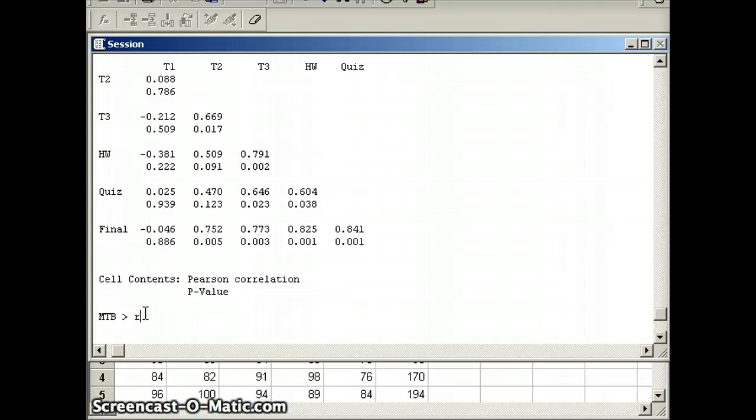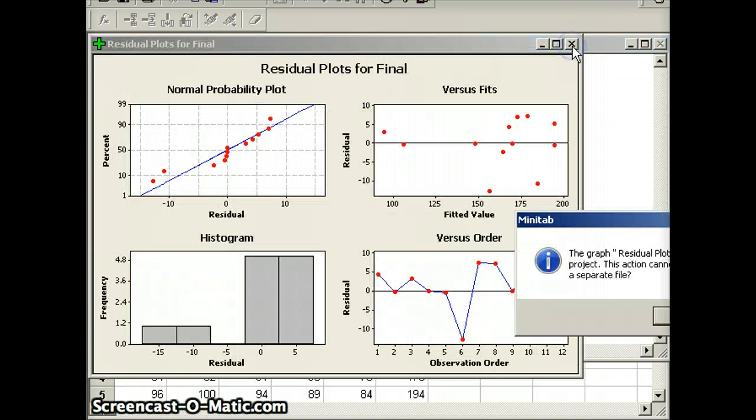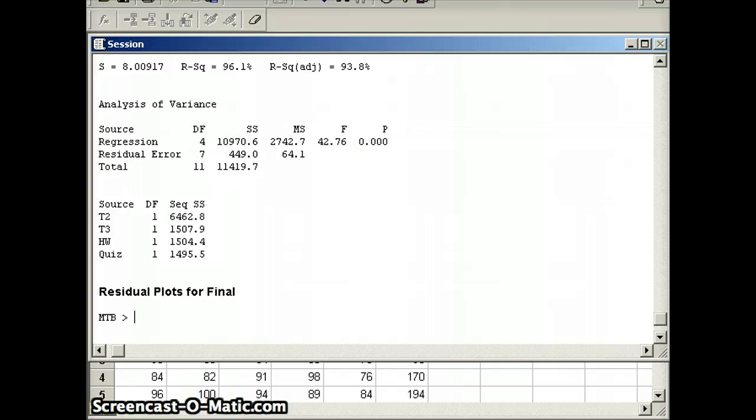So our Minitab command is regress C6. How many variables do we want to use? We're not going to use T1. We're going to use T2, T3, homework, and quiz, 4 variables. And what will those 4 variables be? Test 1 was C1, so C2, 3, 4, 5. So C2 through C5. And this will go ahead and give us our regression equation. I'm going to ignore these graphs. And we'll scroll up and we'll take a look at what the output looks like.